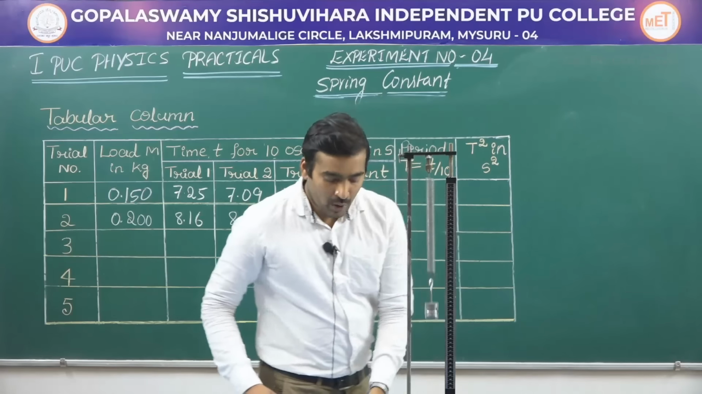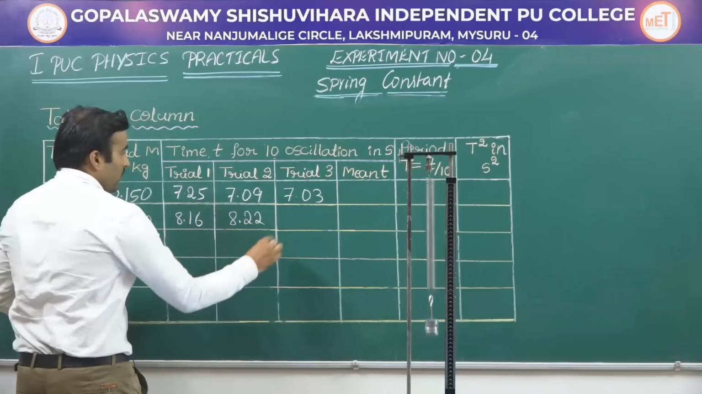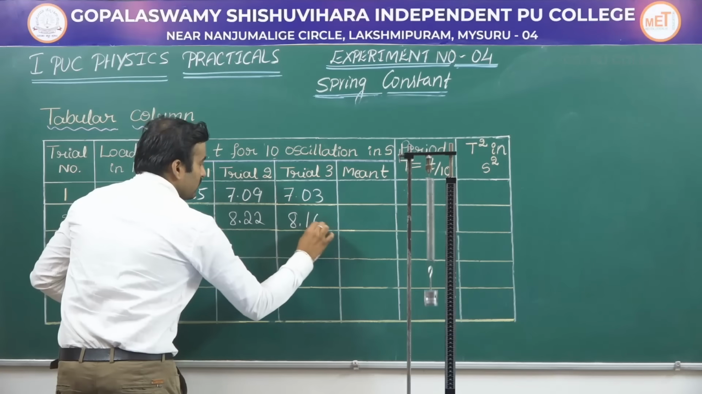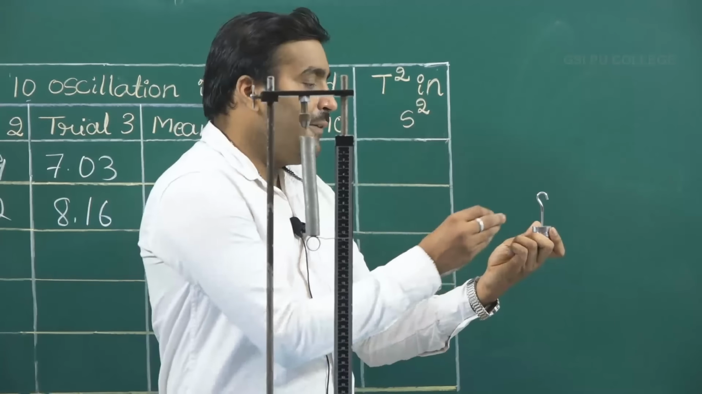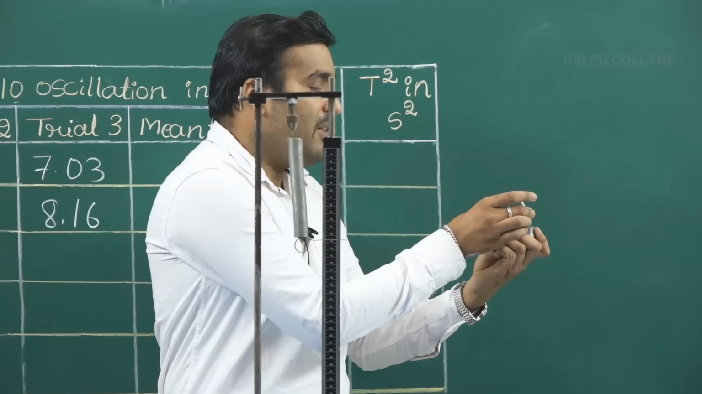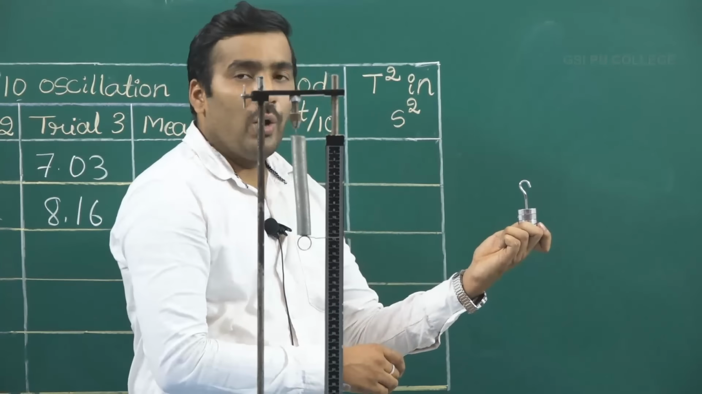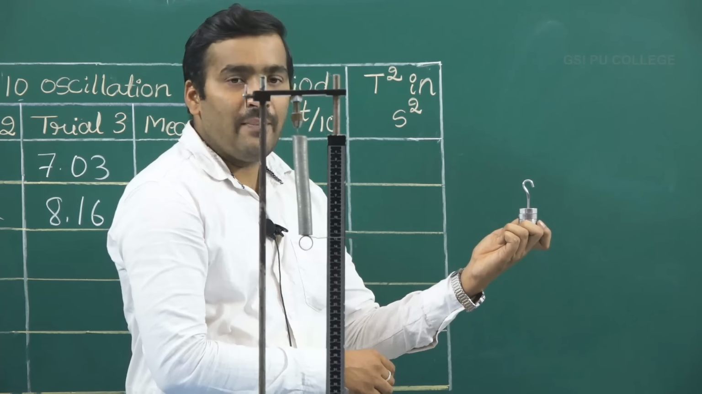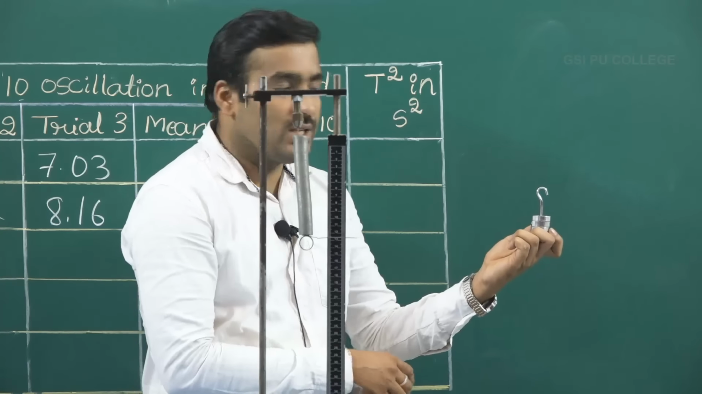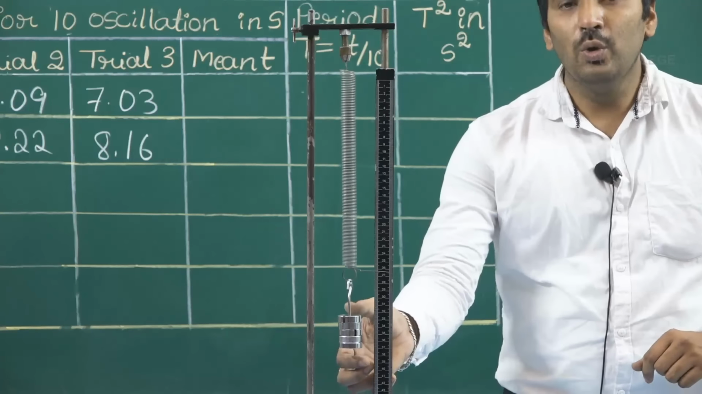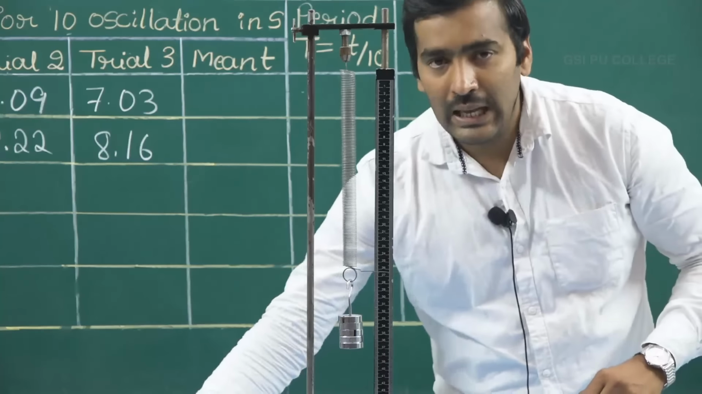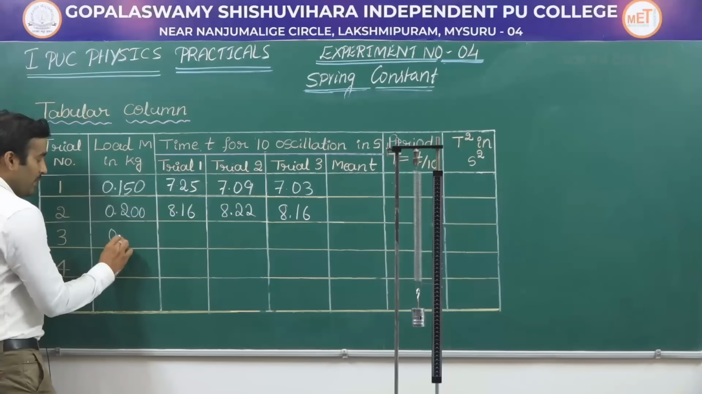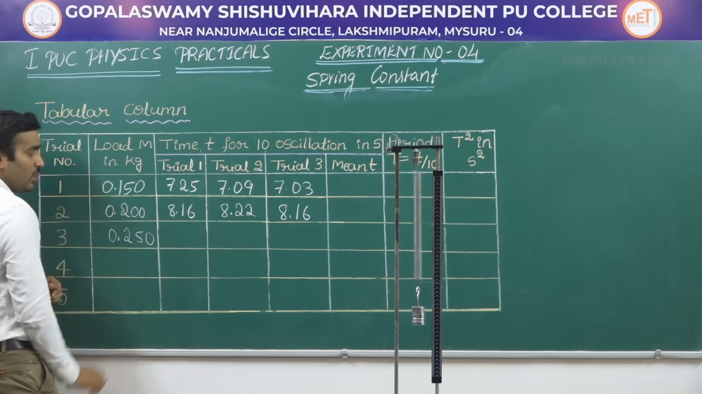The time taken is 8.16 seconds. Fine. Now I will increase the load again by 50 more gram so that the total load becomes 250 gram or 0.250 kg. Now I have attached the 250 gram load to the spring. Let us tabulate this. So this will be 0.250 kg.